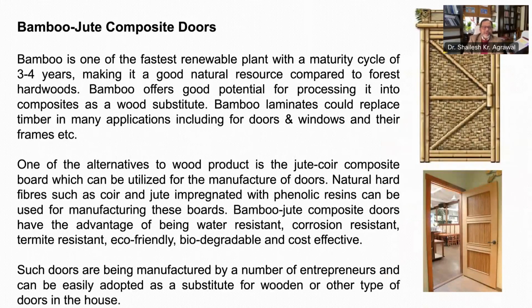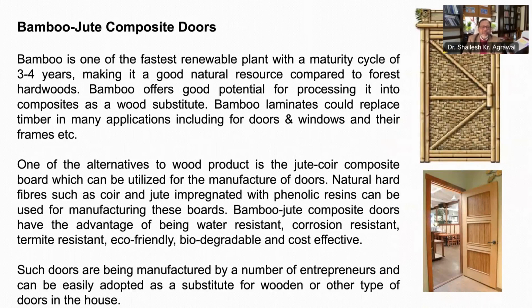Now let's look at bamboo door. Bamboo is one of the fastest renewable plant with the maturity cycle of 3 to 4 years, making it a good natural resource compared to forest hardwood. Bamboo offers good potential for processing it into a composite as a wood substitute. Bamboo laminates could replace timber in many applications, including doors and windows and their frames, etc.